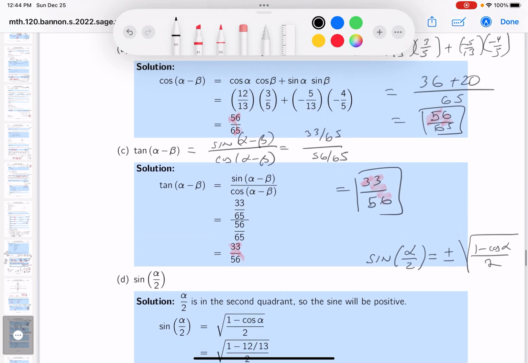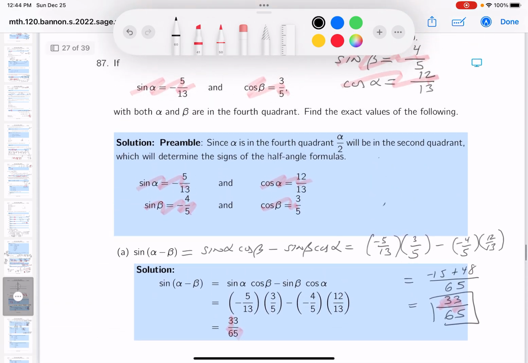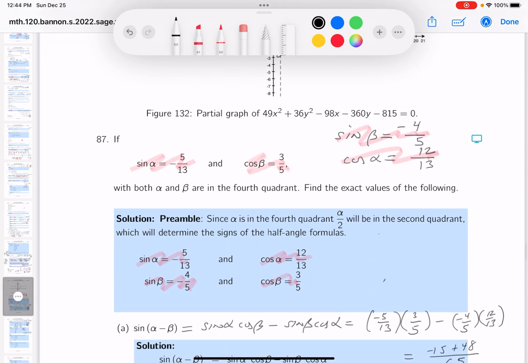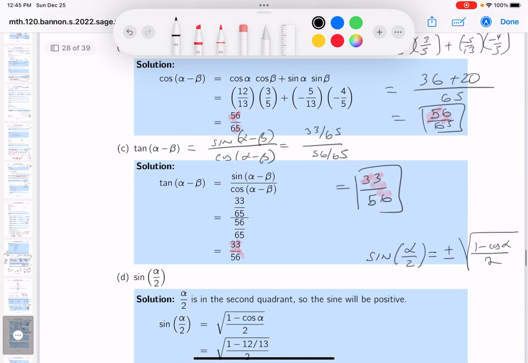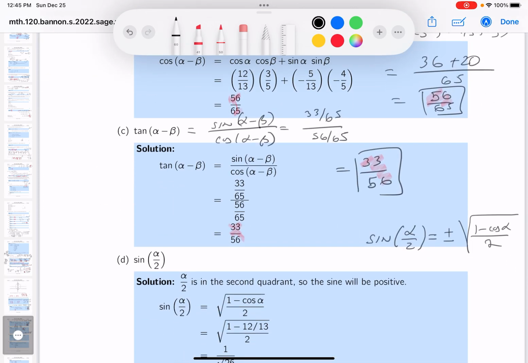So before I do anything, I want to go back and remind you that these angles are in the fourth quadrant. So alpha is between 270 and 360 degrees. So alpha over 2 is going to be between 180 and 135. That means it's in the second quadrant. So the sine is going to be positive in the second quadrant. So what do I know about this over here?